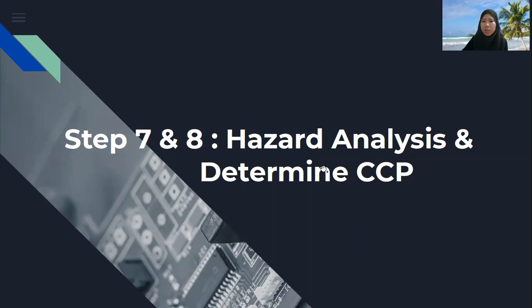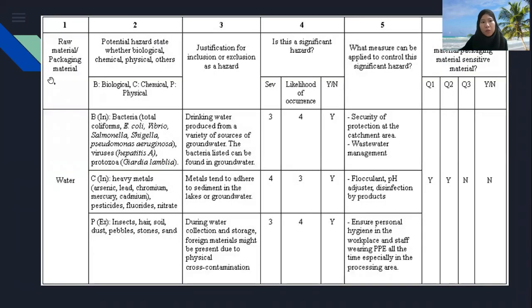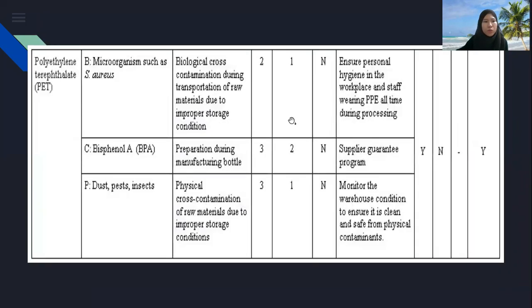Next, we proceed to steps 7 and 8, which are hazard analysis and determining the CCP. For our raw material, we have only one, which is water, since our product is drinking water. We can see there are three potential hazards, as mentioned before, which are biological, chemical, and physical. The bacteria may come into the water from a variety of sources, because the water is obtained from the catchment area. The bacteria listed are the bacteria that were found in groundwater. The chemical, such as heavy metal, tends to adhere to sediment in lakes or groundwater. For the physical, during water collection and storage, foreign metals might be present due to physical cross-contamination. And we decided water is not a sensitive material.